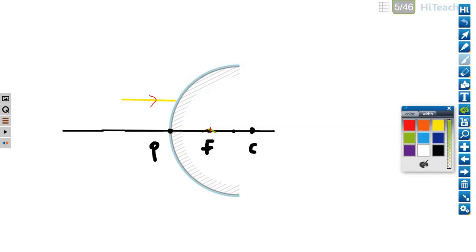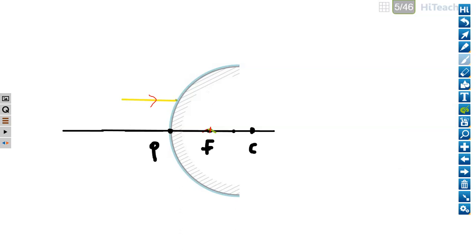The reflected ray, from the point here, after you draw the normal, you have to follow the rule of reflection. From the point it hits the mirror, it will be reflected, right? So when it is reflected, it appears like it comes from where? From the focal point.